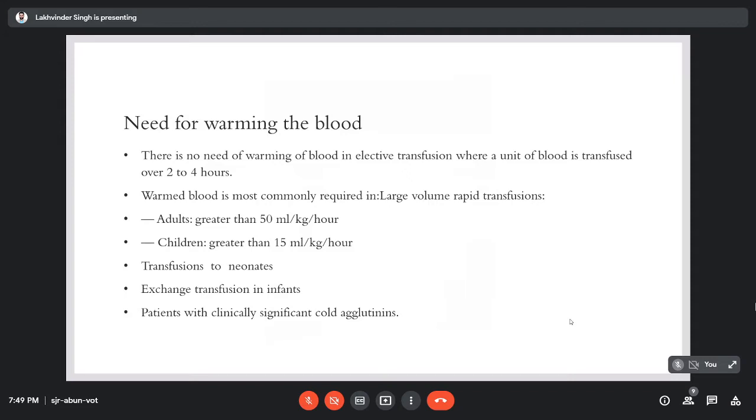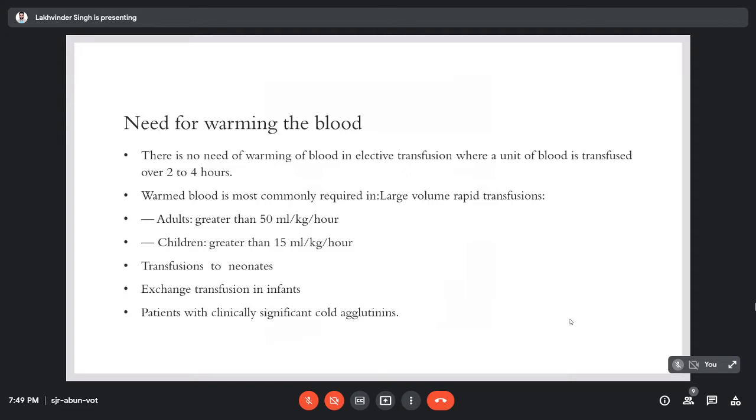In adults, greater than 50 ml per kg per hour, it is generally given in obstetric patients when they have severe postpartum hemorrhage, and in massively bleeding trauma patients. In children, 15 ml per kg per hour, like when we are doing exchange transfusions. Before doing exchange transfusion, we must keep the blood outside for some time or use a blood warmer. Neonates are more prone to develop hypothermia as compared to adults.